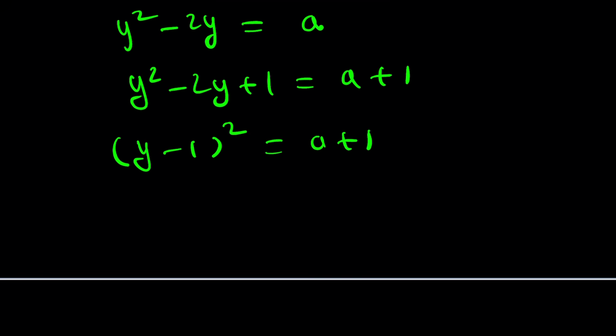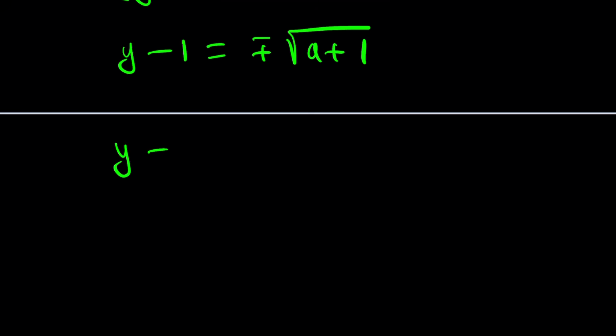As you know, when we take the square root, you're going to have the absolute value, the plus minus sign. So y minus 1 is going to be plus minus the square root of a plus 1. Beautiful, right? This is not the end of it. Let's go ahead and solve for x from here. But let's go ahead and isolate y first. So I'm going to add 1 to both sides, and we get y in terms of a. Beautiful. Now, what is y?